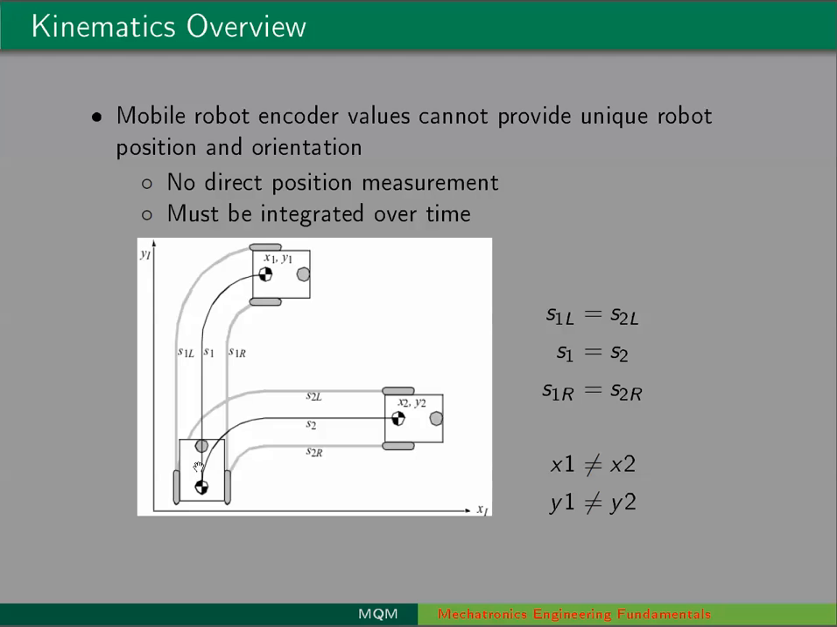So in S1, the 2 wheels went together at the same speed for a while, and then the wheel on the right slowed down. Whereas on the second path, the wheel on the right went slower than the first one at first, and then they started going the same speed. So the total displacement of the wheels is the same, but they end up in a different location. So that's an illustration showing how mobile robot kinematics are different from manipulator kinematics.